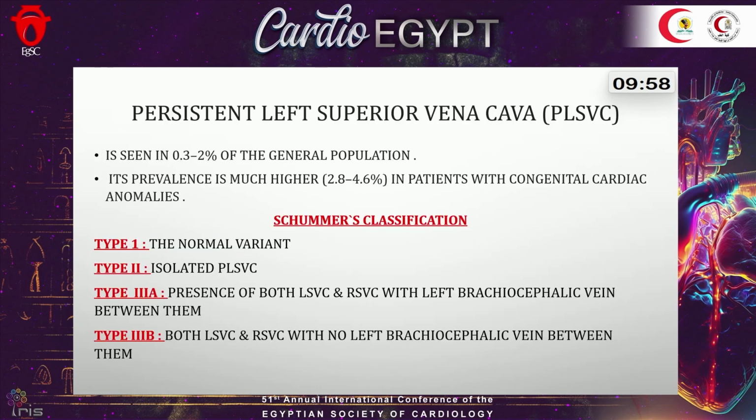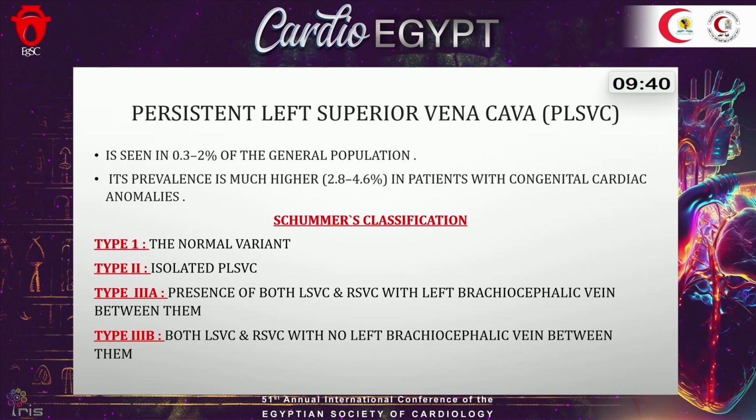What is the persistent left superior vena cava? Its incidence is seen in 0.3 to 2% of the general population. Prevalence is much higher for patients with congenital cardiac anomalies. What is Schomer's classification? It is the classification of the right and the left superior vena cava.